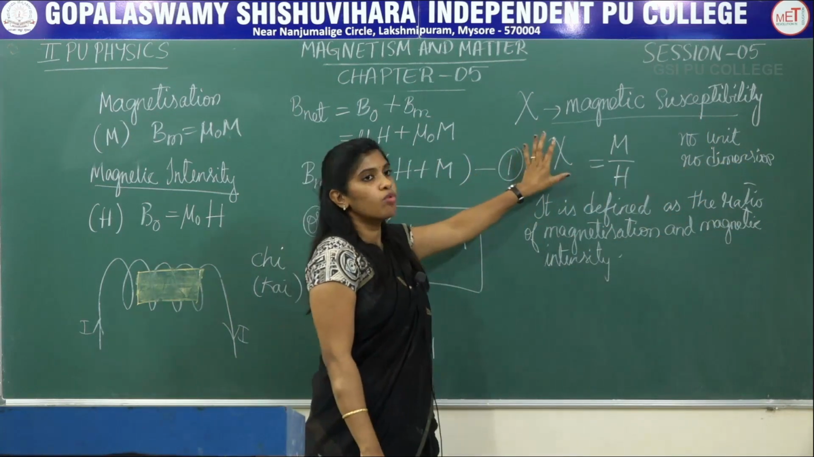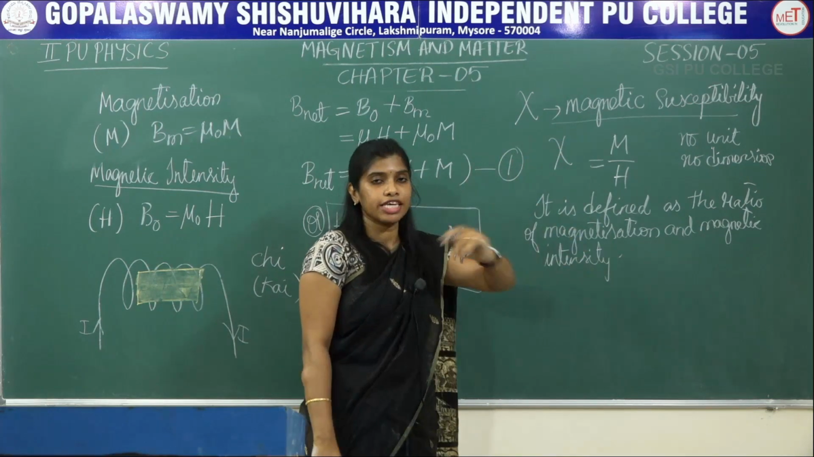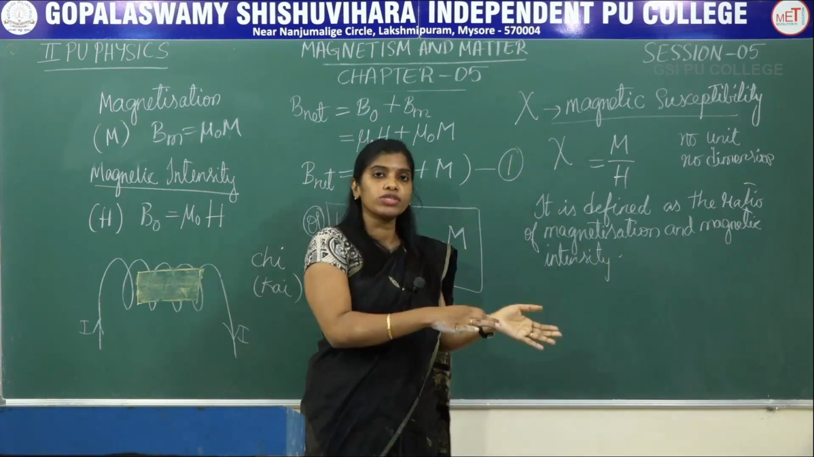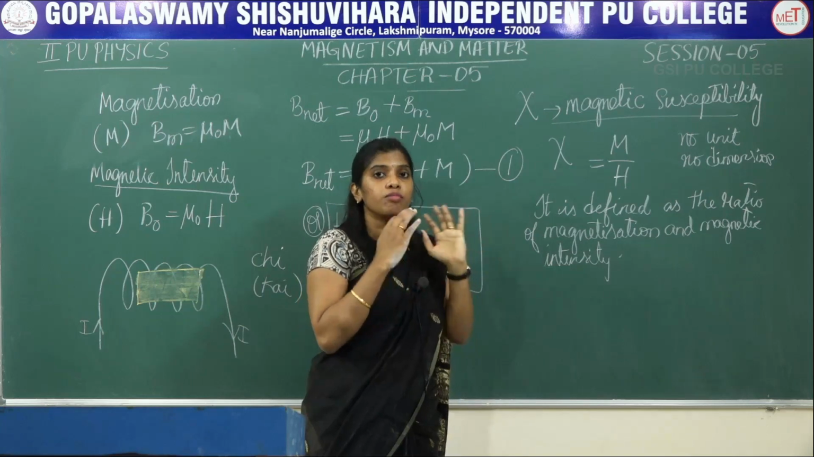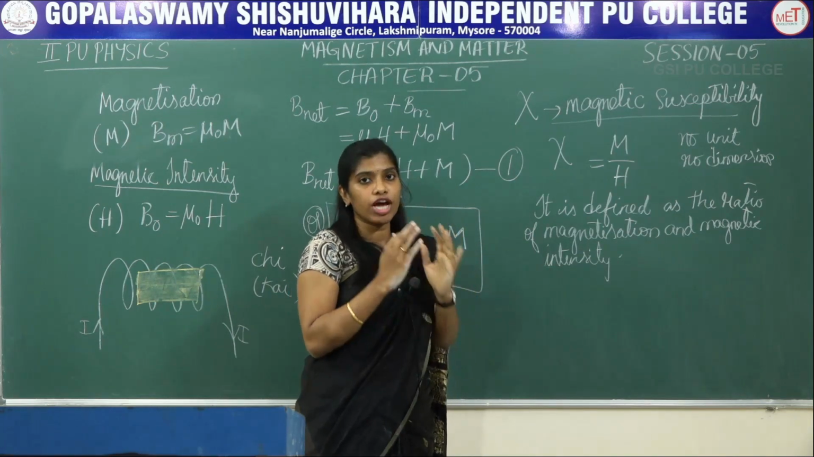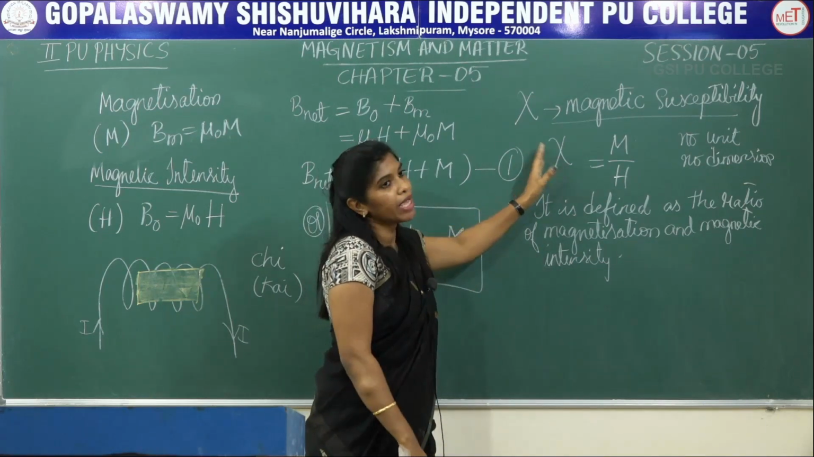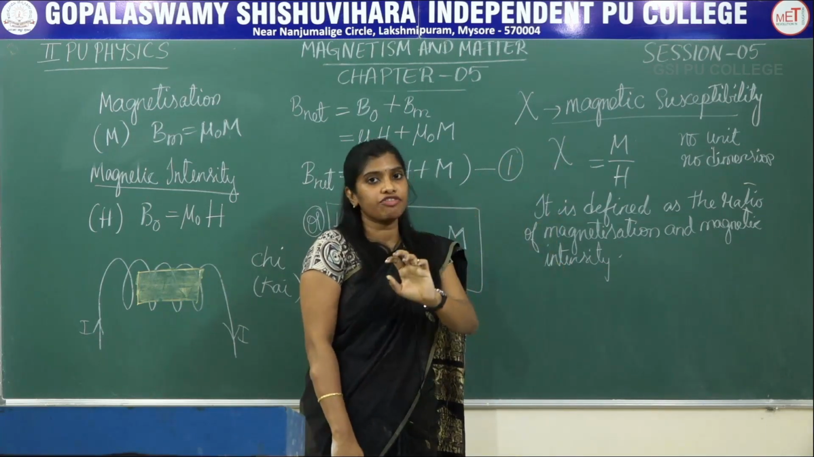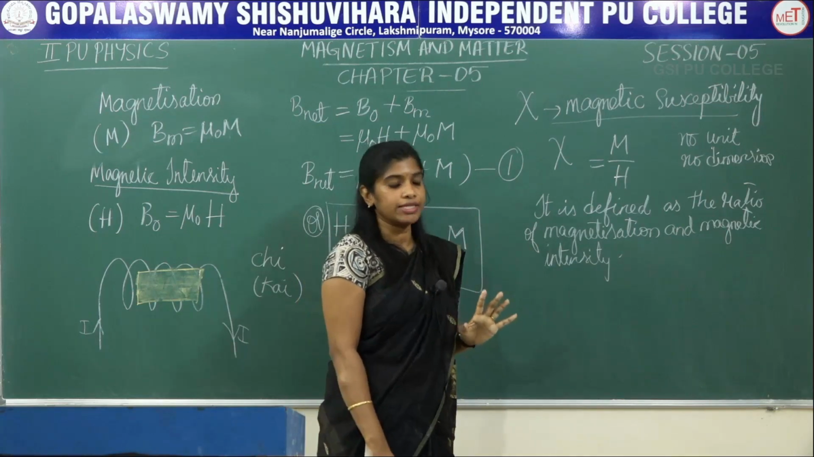And we are going to study more about chi in our next sessions. So chi could be positive or negative, it can take a positive value or a negative value depending on the type of material we are going to choose. Therefore, this will be studied more in the classification of the magnetic materials.